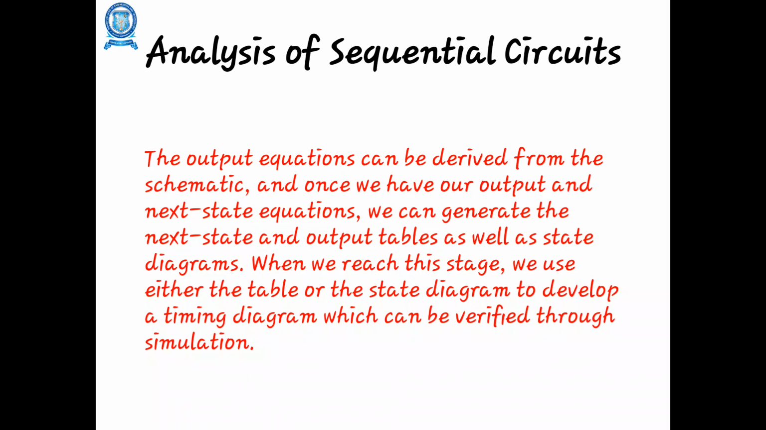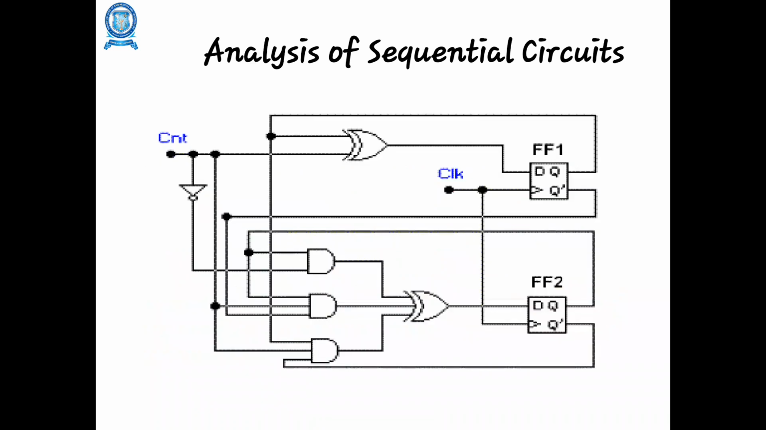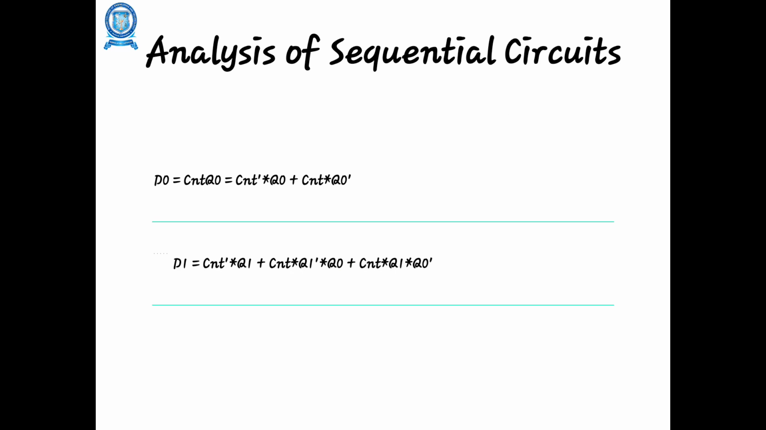The output equation can be derived from the schematic, and once we get the output and next state equations, we can generate the next state and output state tables and state diagrams. The circuit will be given like this. For this given circuit, we have to write the flip-flop output 1 and flip-flop output 2. These can be determined, and from this we can find out the steps one by one, and finally draw the timing diagram.